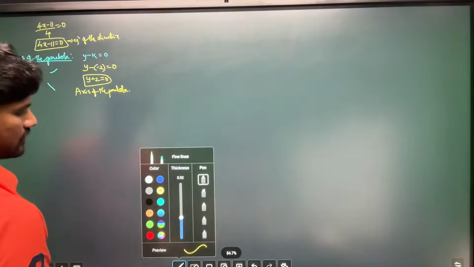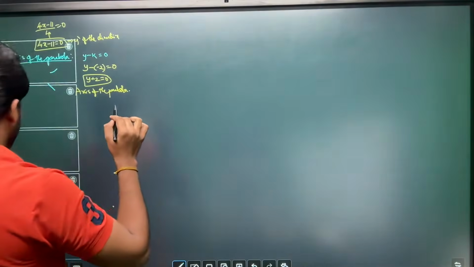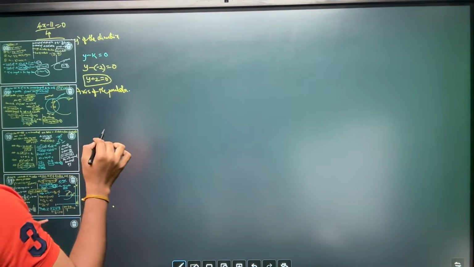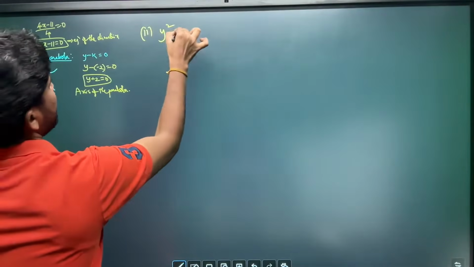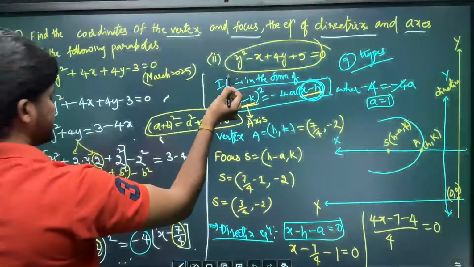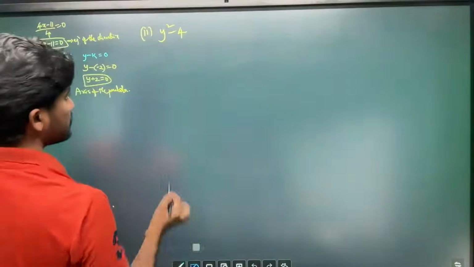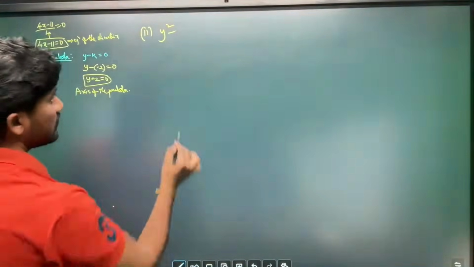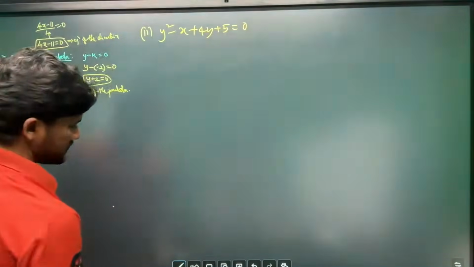Okay, so y square minus x plus 4y plus 5. So second problem here: y square minus x plus 4y plus 5 is equal to 0. This is the given equation.